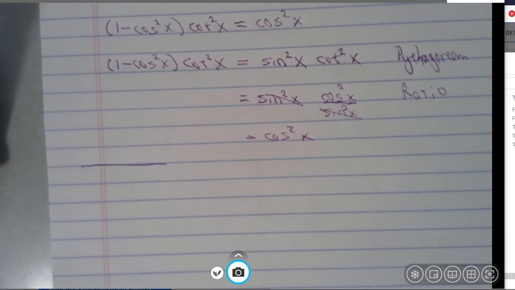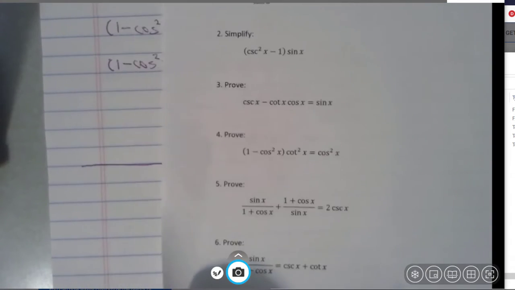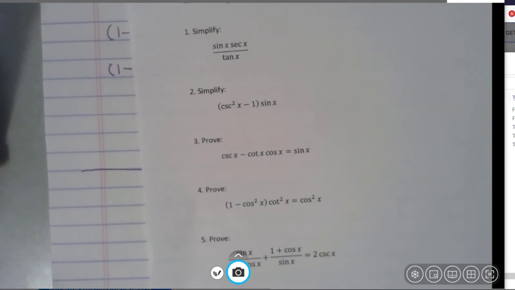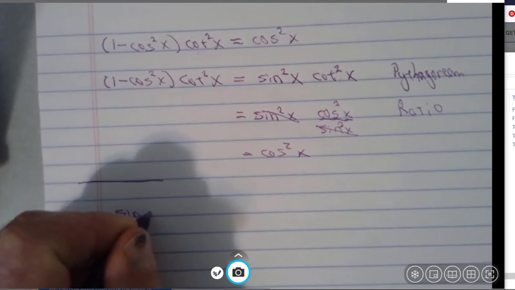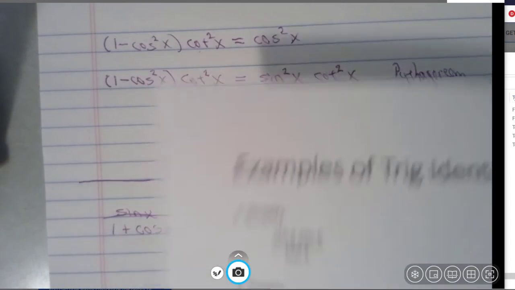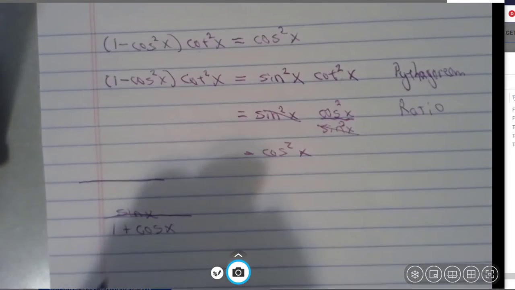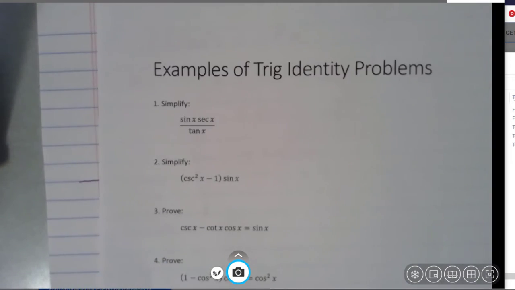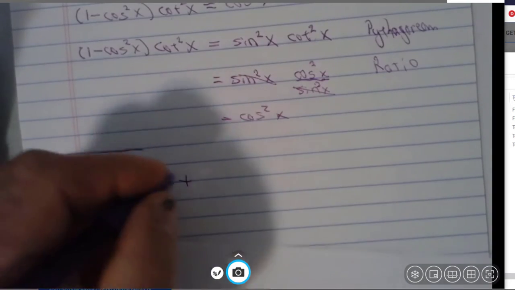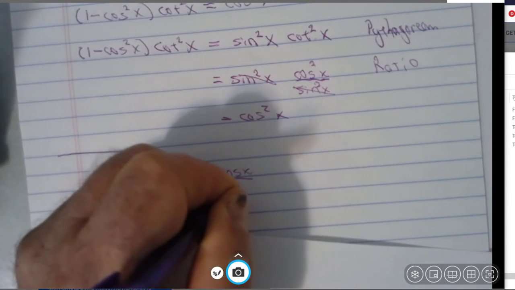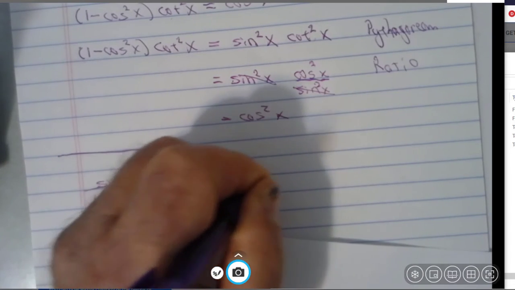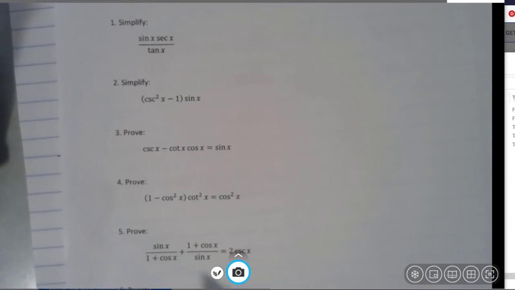Okay, the fifth one. We would like to prove that sine x over 1 plus cosine x plus 1 plus cosine x over sine x is the same thing as 2 cosecant of x.